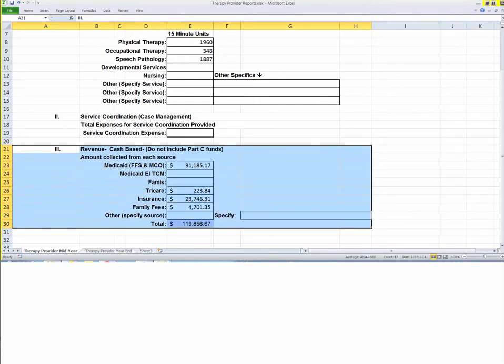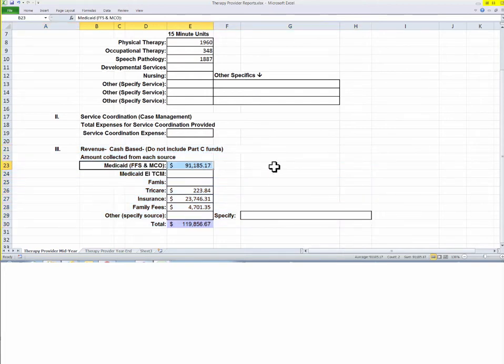This revenue is cash-based, which means that you only include those things that you actually deposit during that 6-month period. It's the amount collected from each source. You'll see from our report that the Medicaid, which includes the fee-for-service Medicaid and the MCOs, the Managed Care Organizations, we received $91,185.17. If you provide Medicaid EI targeted case management, you would reflect what you received for that in that next line, and Famous on the following line.